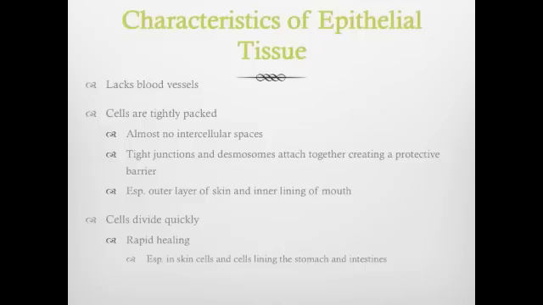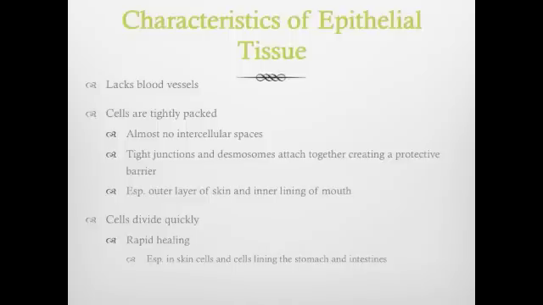So now we will identify the characteristics of epithelial tissue. As you just learned, they lack blood vessels. Epithelial cells are usually tightly packed. The structure relates to its protective function. There are hardly any intercellular spaces, and the tight junctions and desmosomes help to create a protective barrier against foreign substances. Many of these tightly packed cells are located in the outer layer of the skin and inner layer of the mouth. It's crucial to have this type of protective structure because it is the first line of defense.